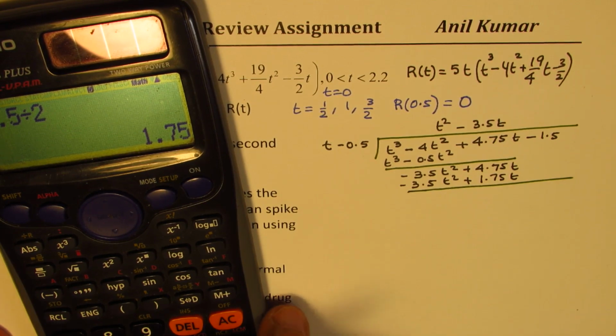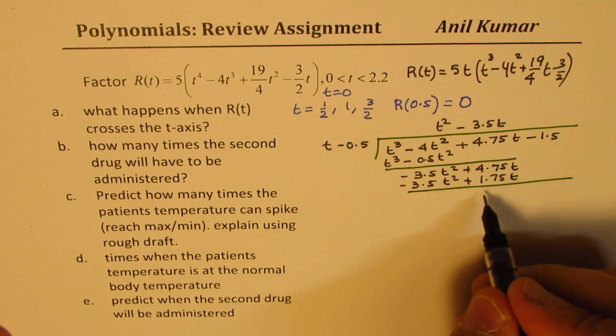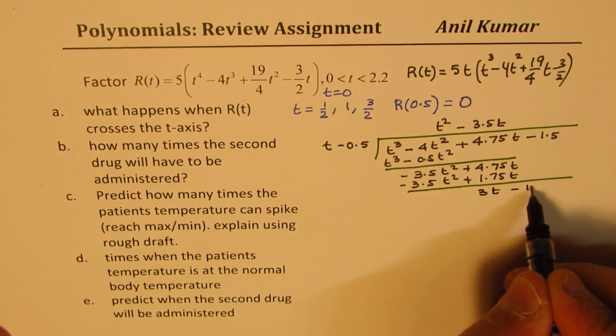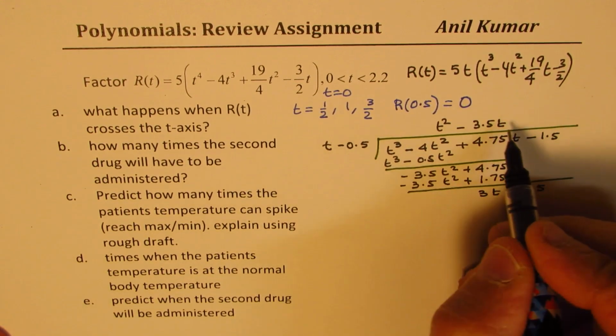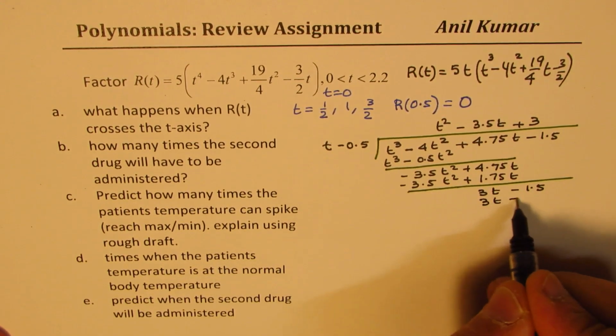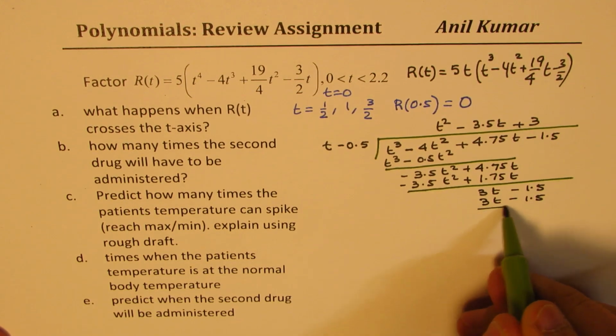So I'm trying to use the minimum space, right? When you take away, we get 4 minus 1 is 3. So we get 3t here minus 1.5. So we could now take care with 3. So we get 3t minus 1.5. As expected, the remainder is 0, right?